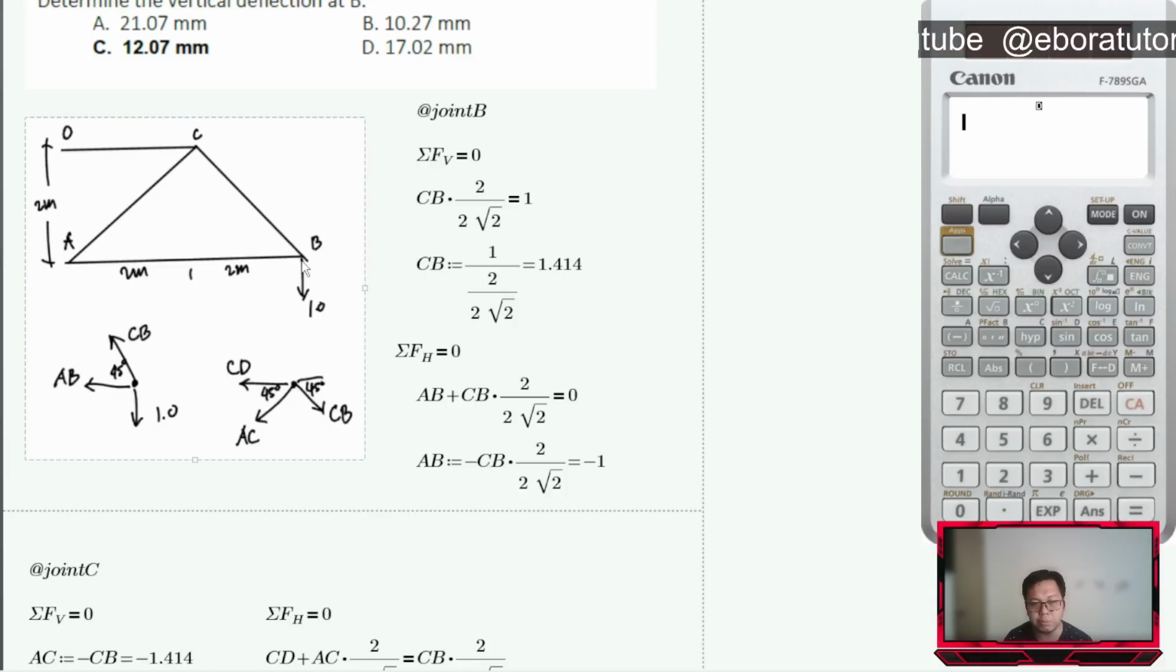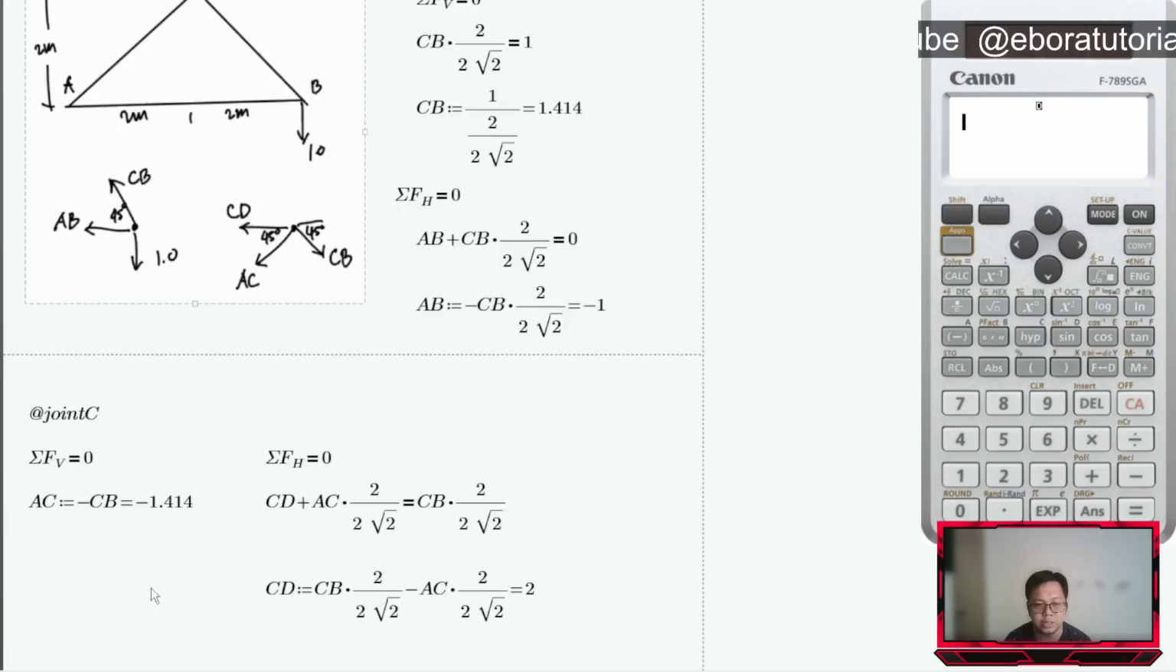So after considering joint B and solving for BC and AB, we will actually now consider joint C. Looking at joint C, ito yung forces acting on joint C. We have CD, AC, and CB. Now, meron tayong CB kanina, di ba? Na-solve natin, which is 1.414. The only unknown will be CD and AC.